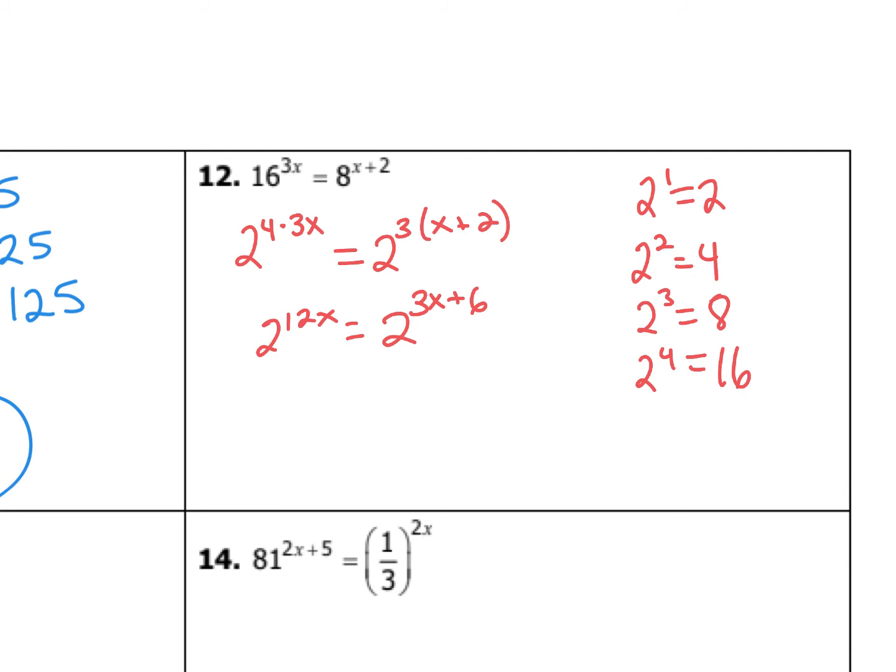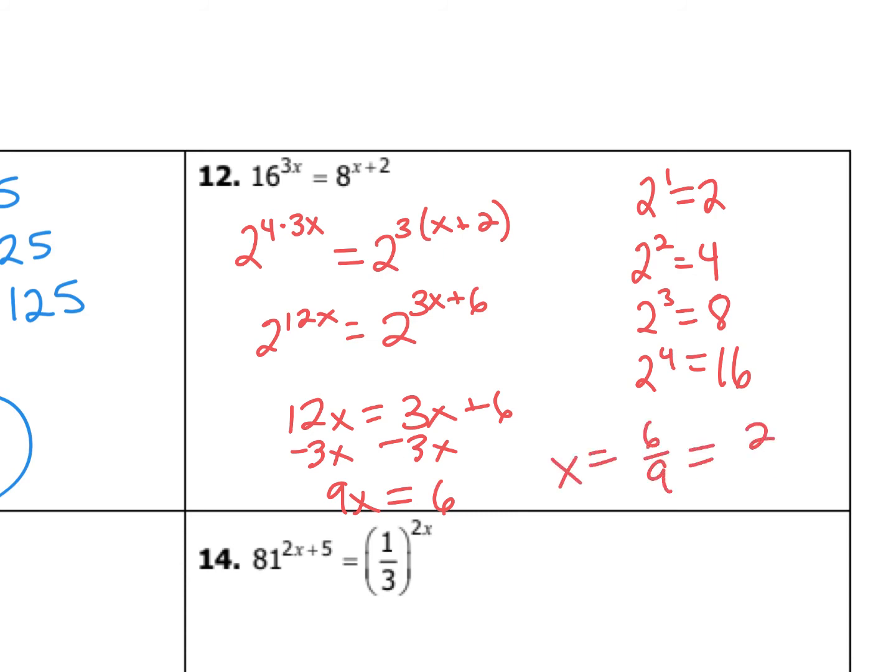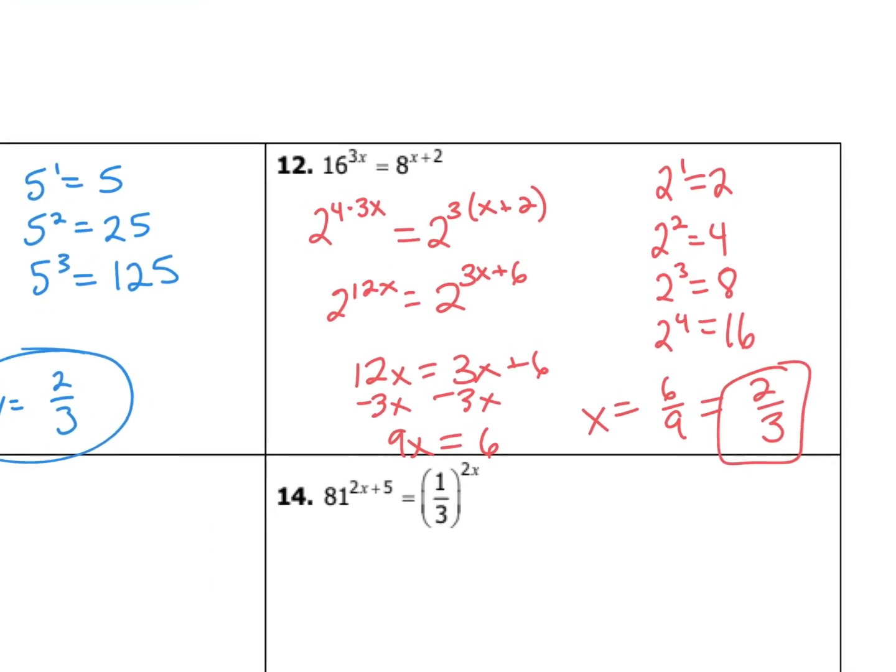And then you set the exponents equal to each other. Subtract 3x over, 9x equals 6, x equals 6 ninths, and that equals 2/3. x is 6/9, which is 2/3. Gotta simplify. You can do a decimal, you'd get 0.6 repeating. So if you put 0.6 repeating, you're good too. Good. Okay. How do we feel about that?